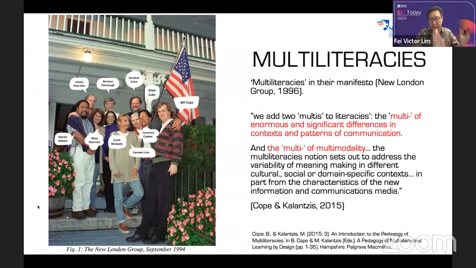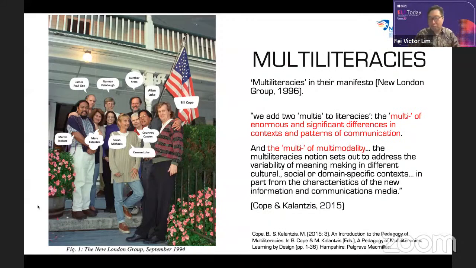So the New London Group, the original group that introduced the idea to the world, explained that they added two multis to literacies. The first is in recognition of the enormous and significant differences in context and patterns of communication. So thinking about this was at the cusp of the 21st century. And during that period of time, there was a lot of interest in the idea of globalization, how the world has become smaller, how it is now a global village. And therefore, in the classroom, you will have students from diverse backgrounds bringing with them different experiences. So that is one aspect of multiliteracies.